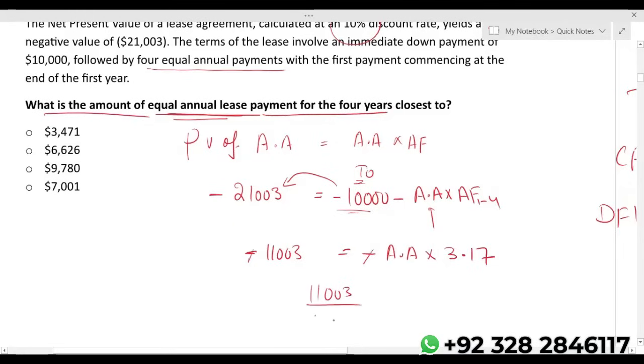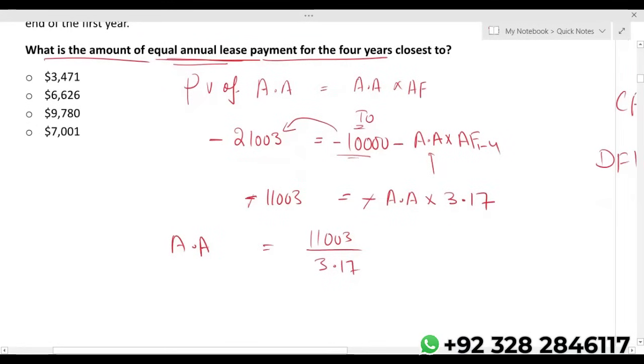11,003 divided by 3.17 will give us the annuity amount, or you can say the annual equal payment. 11,003 divided by 3.17. I'm getting 3470.9, so make it 3471. So actually, the annuity amount, or you can say the annual lease payment, is 3471.